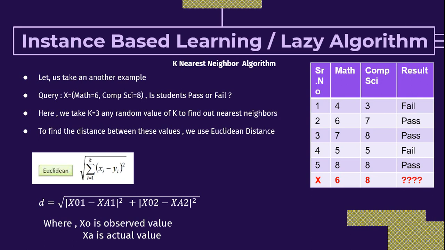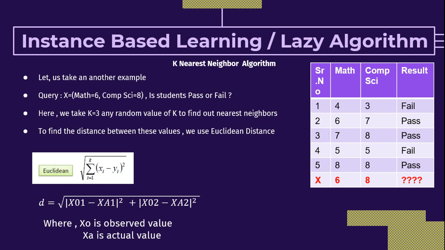Is he in the pass category, or is he in the fail category? So how can we find that out? First, understand the data set. In the data set I have 5 records.